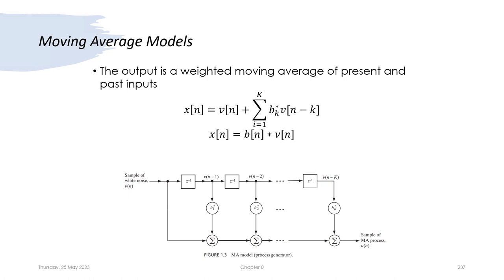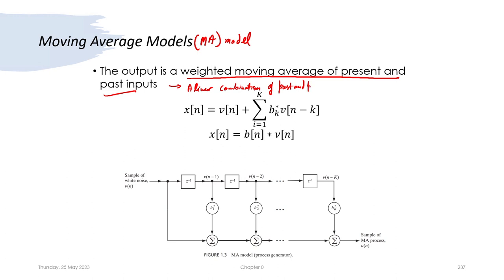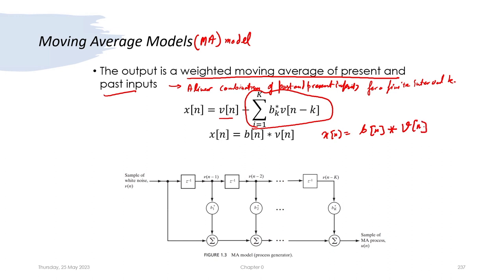So, first let us talk about the moving average model, or as it is called, the MA model. The output of a moving average model is a weighted moving average of the past and present inputs, or a linear combination of past and present inputs. It can be written as Xn equals a finite sum over k of B(k) V(n minus k), that is, the convolution between Bn and Vn.